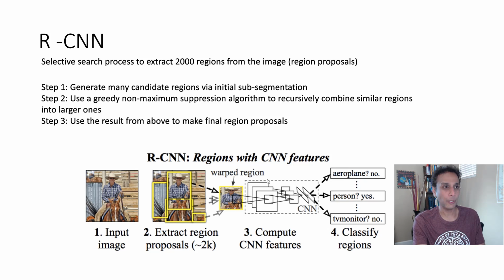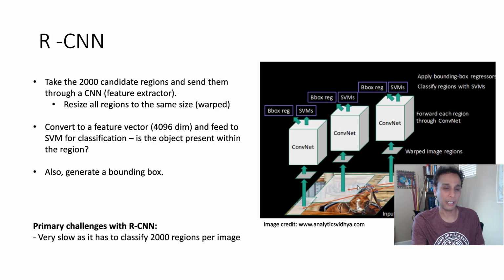Let me give you a different graphic that makes this process even clearer. If you look at this bottom image, this is our original image. This image gets divided into 2000 boxes. We are showing only 3 boxes here, but think of it as dividing this into 2000 different regions. Those regions go through what are called warped image regions. It's called warped because the person here can be rectangular, this is even more rectangular, and that can be a square. So you need to reshape them into the same size so they go through a convolutional neural network. That's why it's called warped image regions.